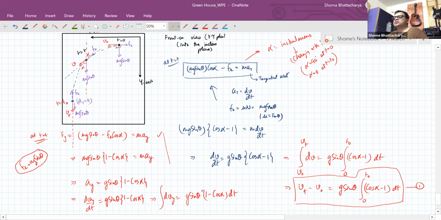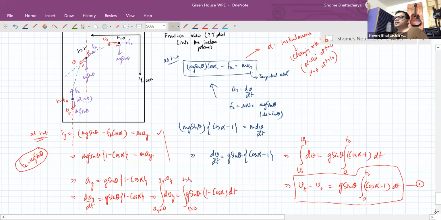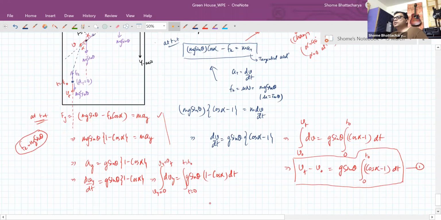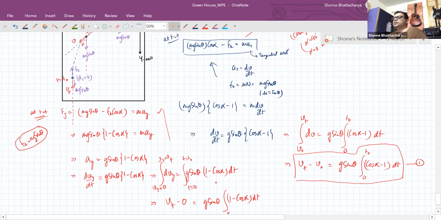So if I integrate this, now you can see in the diagram at t equal to 0, what was the y component of velocity? It was 0 because the velocity is along the x-axis. Whereas at this time t naught, when the velocity has become parallel to the y-axis, what is the y component of velocity? It is v final only. So what this will give us? This will now give us a second equation like this, that v final minus 0 is equal to g sine theta into 1 minus cos alpha integrated from 0 to t naught. This is our second equation.